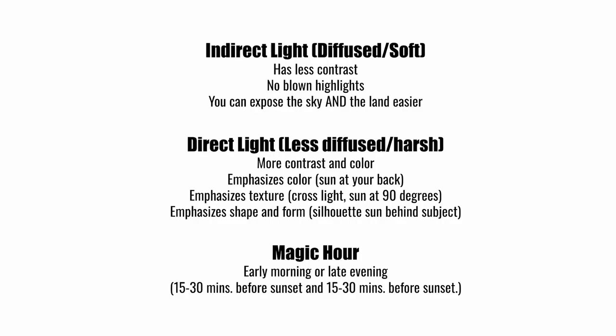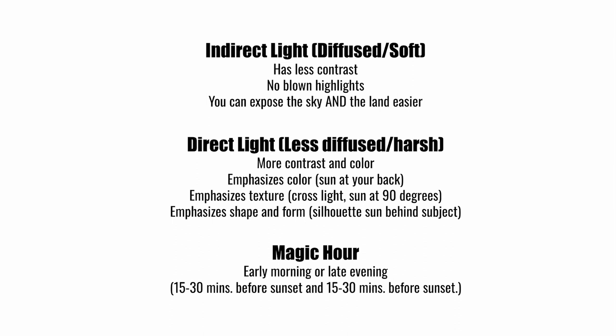So takeaways from this, you guys, to help you talk about light a little bit and when to shoot and what to look for. If you're looking for indirect light, indirect light is more diffused and soft. It has less contrast. You don't have to worry about blowing out your highlights, meaning the whites in your image. And what's great is you can expose the land and the sky easier. You can get both.